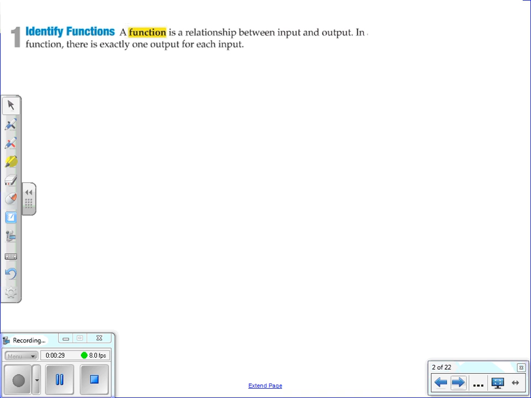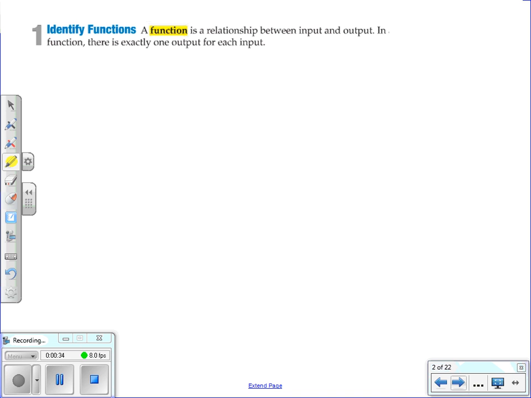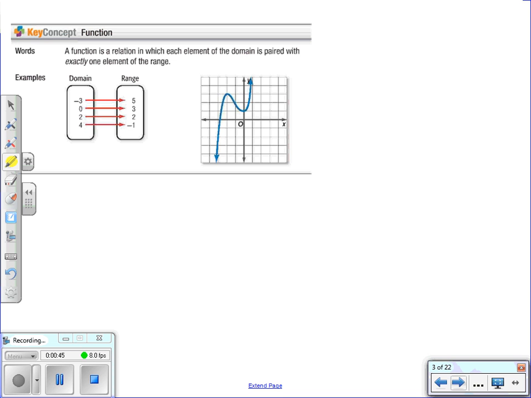A function, here's your first definition, is a relationship between input and output. There is one and only one output for each input. Okay, let's look and see what that means. A function is a relation, there's another way to say it, in which each element of the domain is paired with exactly one element of the range.